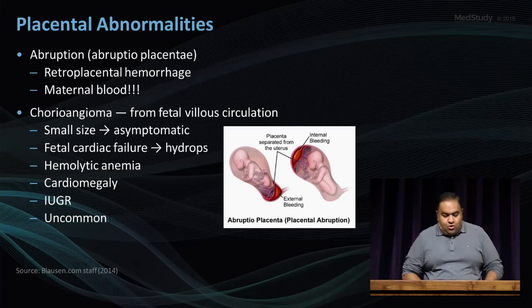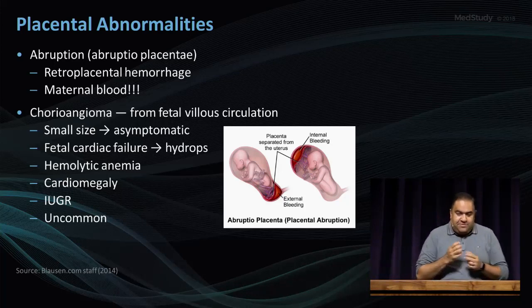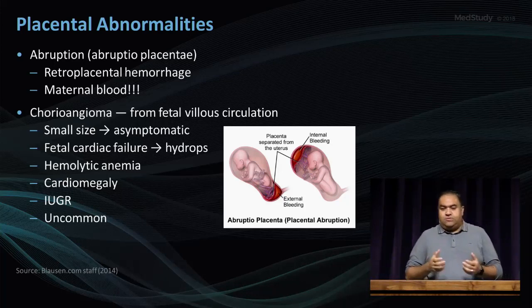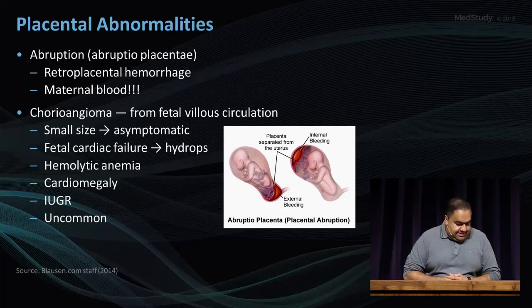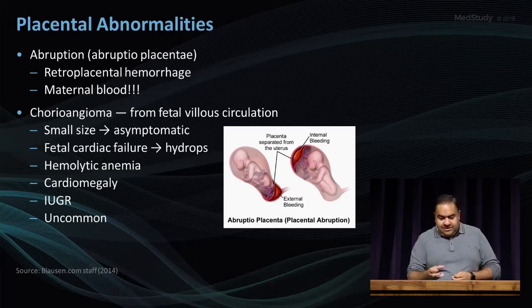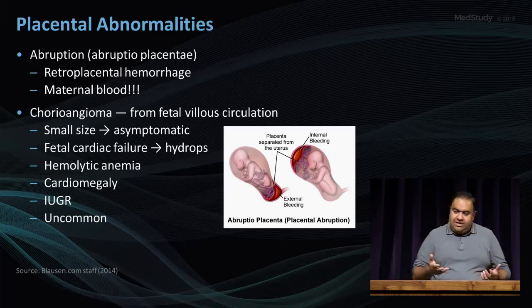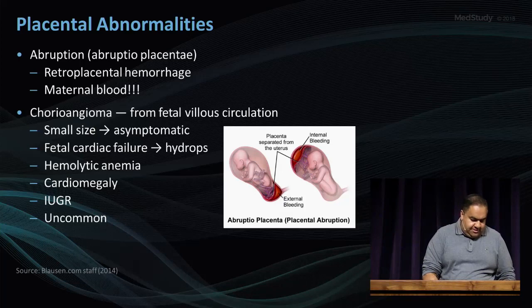long-term issues. Chorangiomas, these are benign placental tumors. They're small in size, usually asymptomatic. They can cause fetal cardiac failure and hydrops. Usually they are formed within the second trimester. The large ones will have these complications of hydrops and cardiac failure and hemolytic anemia, cardiomegaly, IUGR, low platelet counts, etc. Thankfully we don't see a lot of the large ones, but you may see small ones, and usually those are pretty benign.